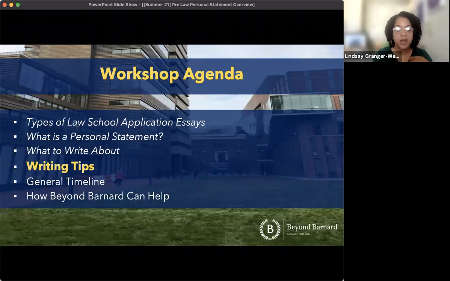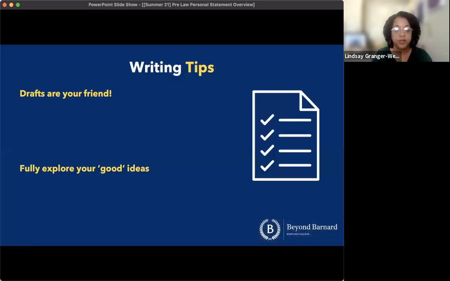Now that we've touched on some brainstorming of how to figure out what to write about, here are some writing tips. All of these come from a lot of the advising that Beyond Barnard has done in the past few years with law school personal statements, so definitely learning from your peers here.